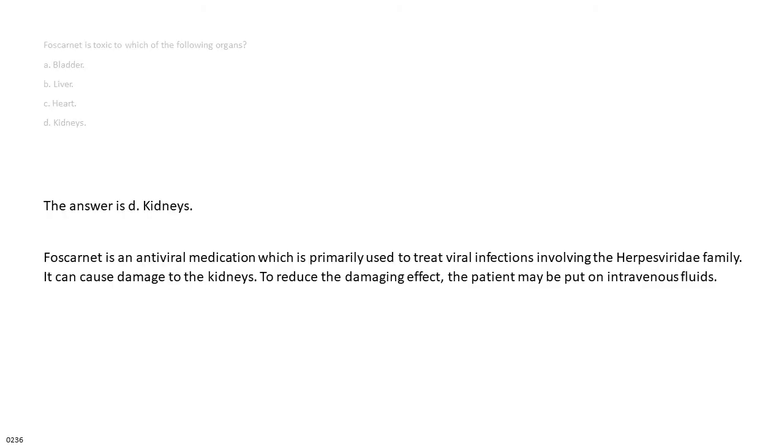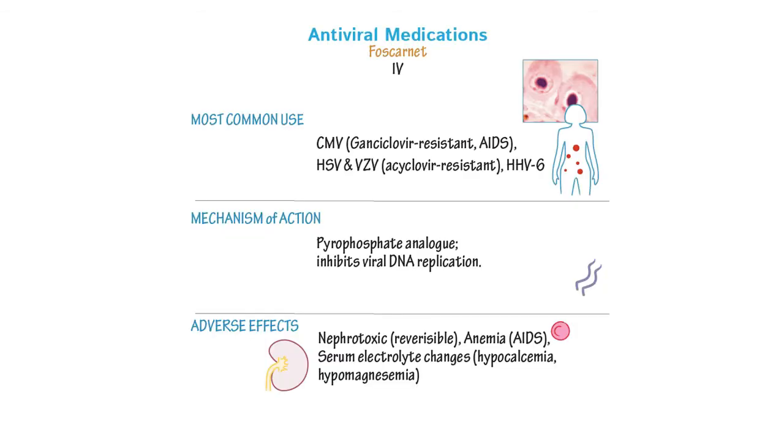The answer is D. Kidneys. Foscarnet is an antiviral medication which is primarily used to treat viral infections involving the herpes viridae family. It can cause damage to the kidneys. To reduce the damaging effect, the patient may be put on intravenous fluids.